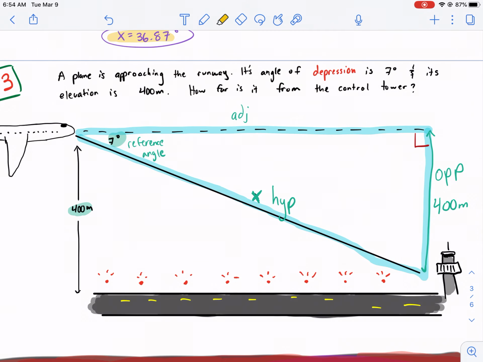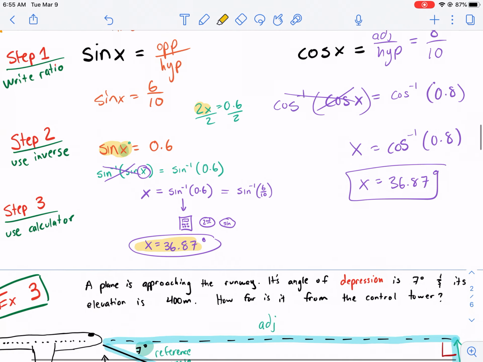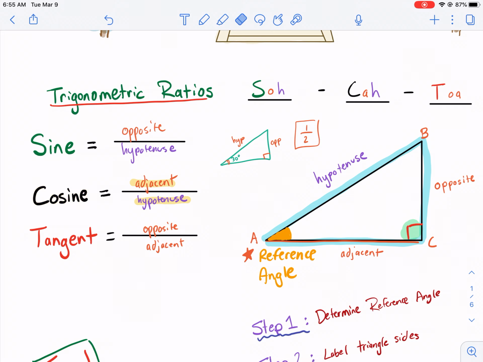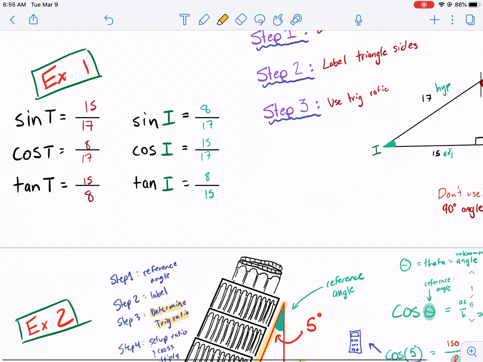First, let's analyze what information we're given. Well, we're given information on our opposite side. We know that's 400 meters. We don't know anything about our adjacent side, nor do we care. The other information we're looking for is our hypotenuse. So we want something that uses our opposite side and our hypotenuse. When you go up here to reference, what ratio uses opposite and hypotenuse? That would be the sine. The sine uses the opposite and the hypotenuse, so we're going to write a ratio using sine.